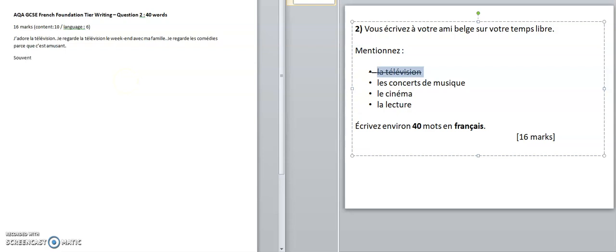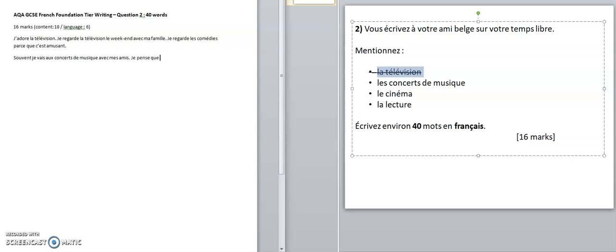So I'm going to say often, je vais au concert de musique. Now, if I don't know how to say the music concerts with "de", or if I got that wrong, it's not going to make much difference at foundation tier. I'm still going to understand I go music concerts, so that's not a problem. I'm using the word out of the bullet point. Je vais au concert de musique avec mes amis. Avec mes amis.